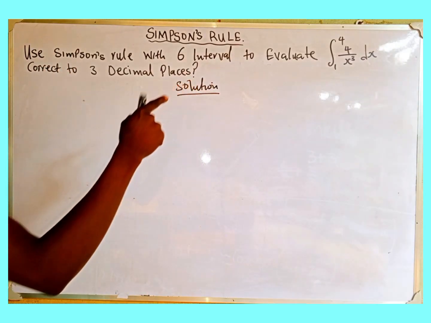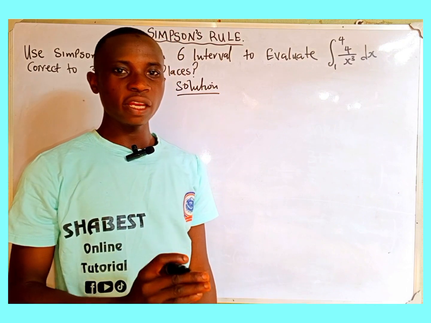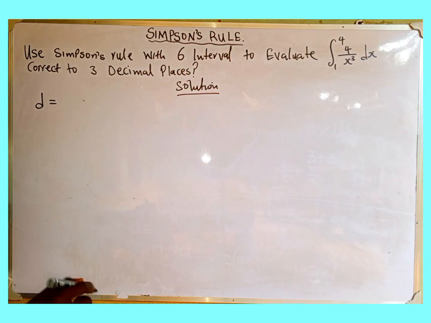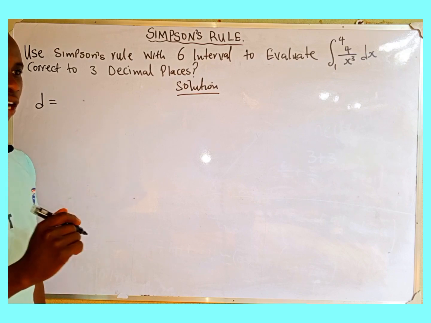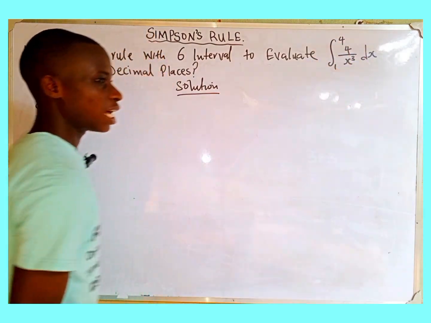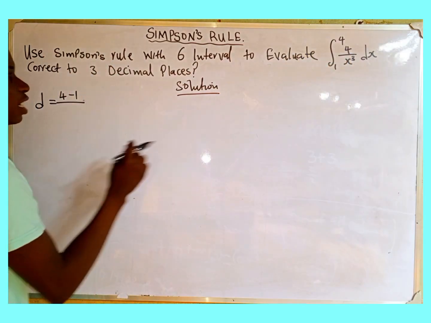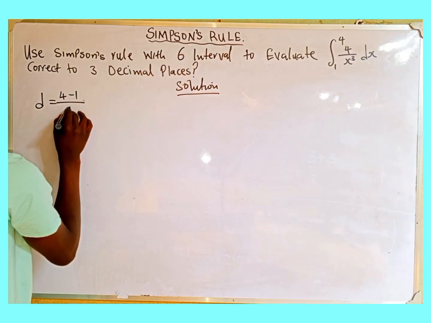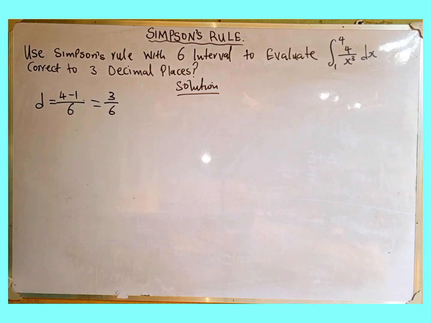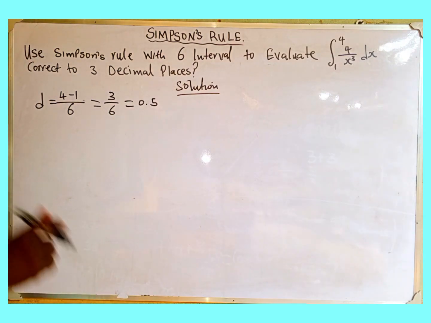So the integral given is 4 over x cubed dx. In using Simpson's rule to evaluate an integral, the first thing we do is get the width of the interval, denoted by small letter d, which is equal to the range of the interval divided by the number of intervals. The range is the difference between the upper limit and lower limit, so 4 minus 1, because 4 is the upper limit and 1 is the lower limit, divided by the interval, which is 6. 4 minus 1 gives 3, then 3 over 6 is 0.5. So 0.5 is the width of the interval.